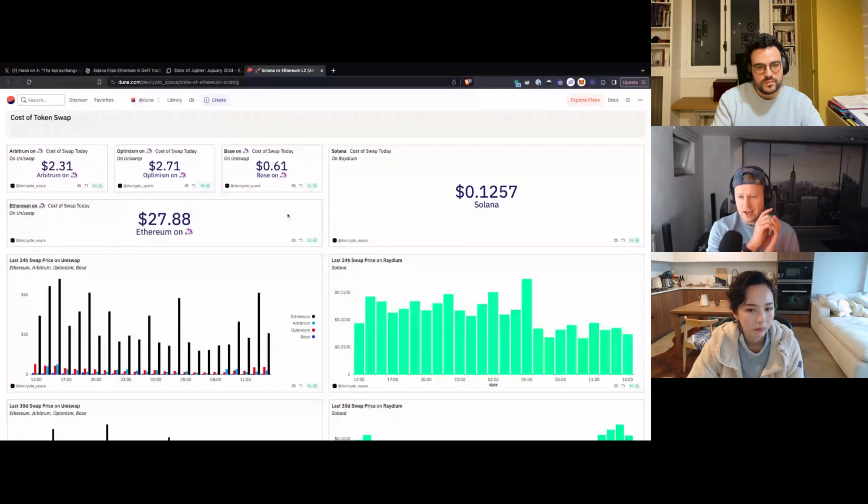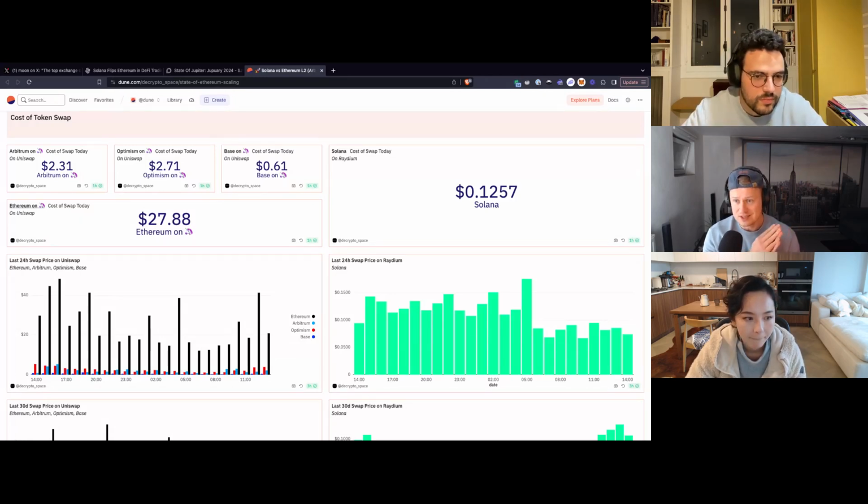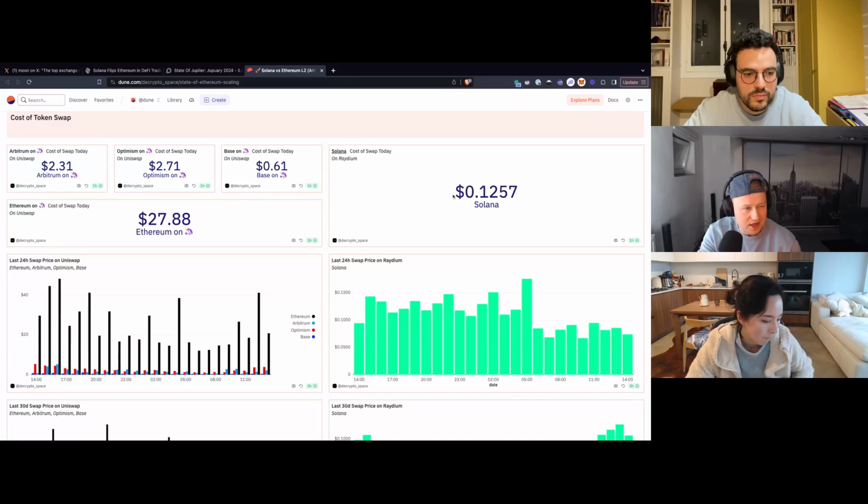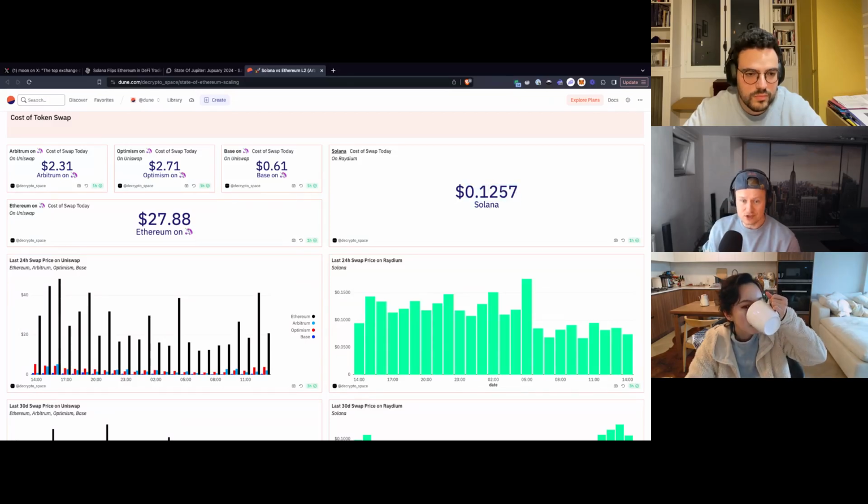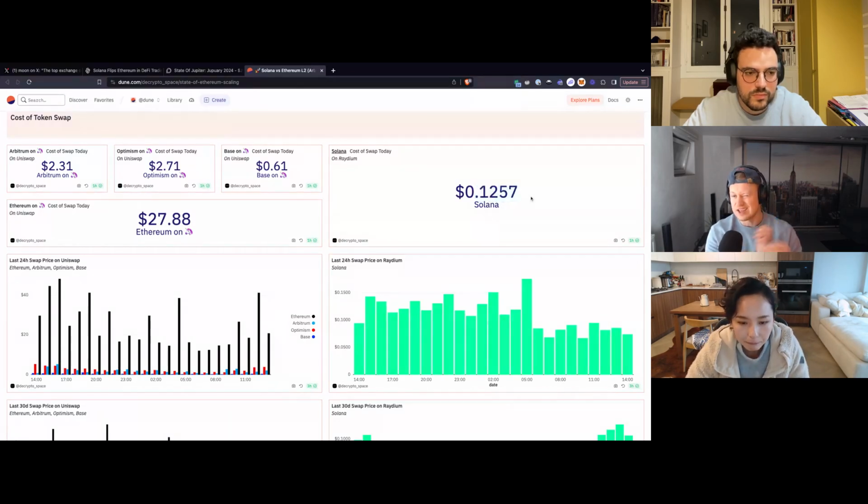I think he's taking the 7-day average of what a token swap costs, and you can see that on Ethereum on average a token swap currently costs $27.88 if you settle on chain on Uniswap v3 or something. If you use CowSwap or Uniswap X, there are a lot of factors to this, but let's take the very basic assumption that these numbers are correct, and there's a significant economic cost attached to doing trading volume on Ethereum. In comparison, on Solana a swap only costs you 12 cents, and most of the time it's even cheaper. I think there's a lot of activity happening on chain.